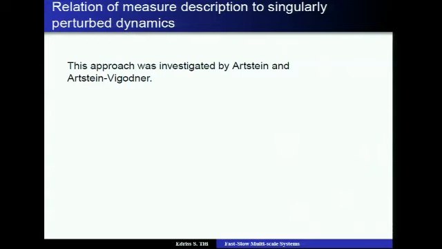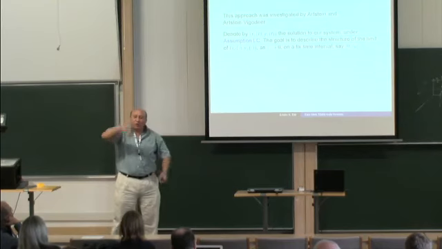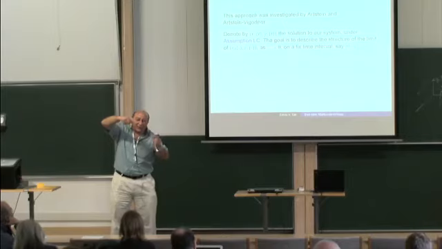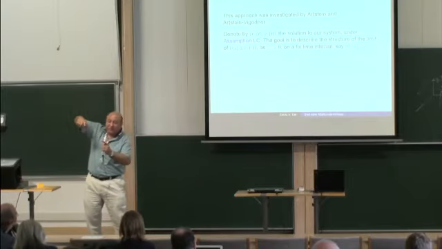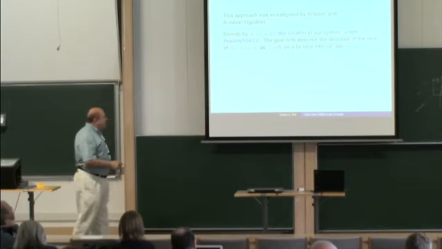This approach was investigated by Artstein and Vigodner. So if I denote by x epsilon, y epsilon the solution of the system that I mentioned to you, under the assumption that the limit cycle is the asymptotic limit, the goal is to describe the structure of the limit of x epsilon, y epsilon as epsilon goes to 0 over some interval. I would like to describe the tube. We know that you go to the limit cycle, and then the tube is drifting slowly by the slow variables, but I would like to describe it in a different way and try to understand how things are drifted.